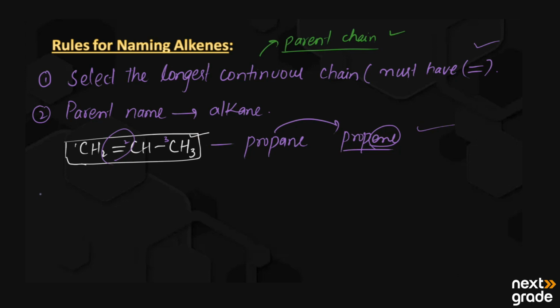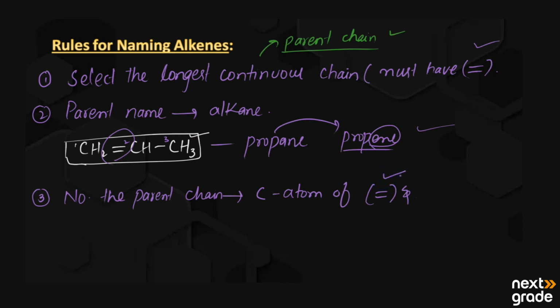After that, we have the third rule for the naming of the alkenes. Number the chain. Now you have to number the parent chain, where it must include the carbon atoms of the double bond, and you need to give the lowest number to the double bond between the carbon atoms.